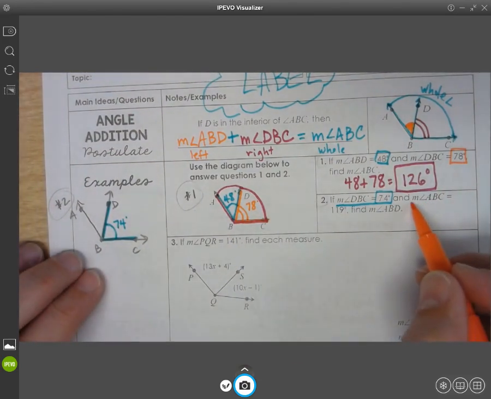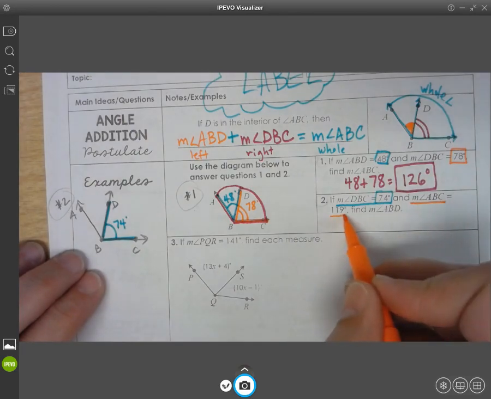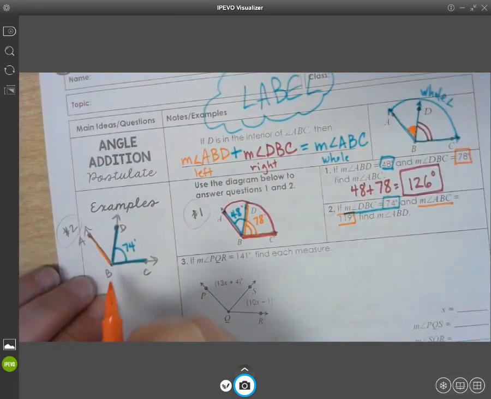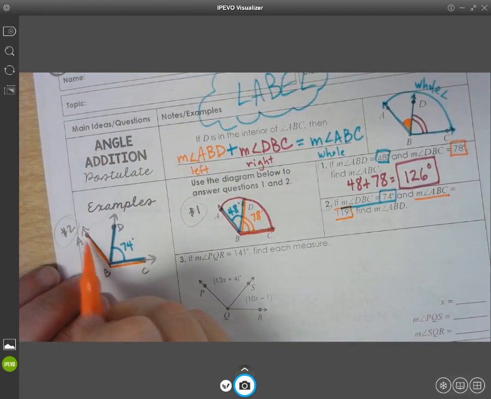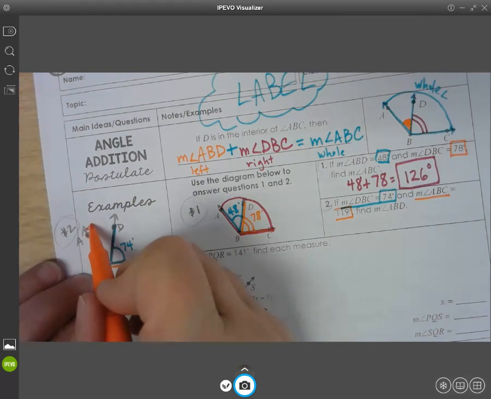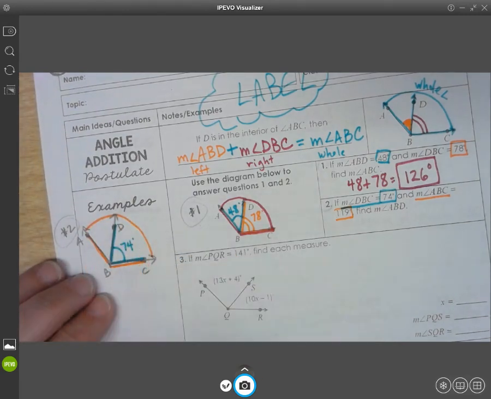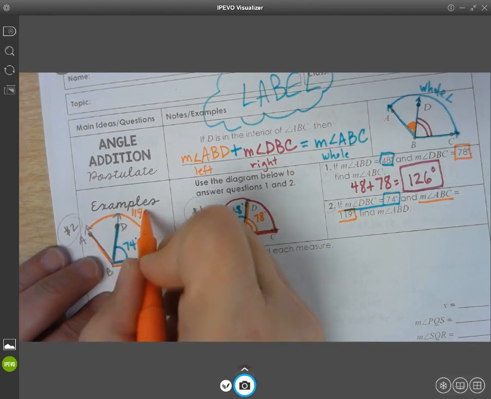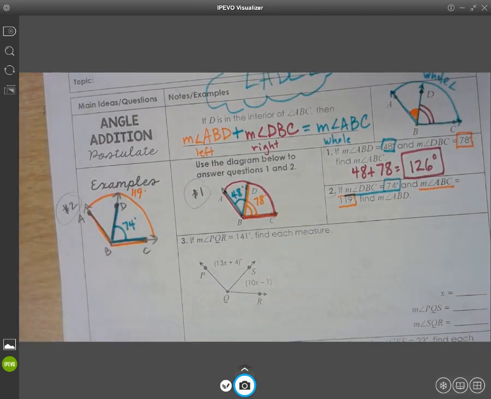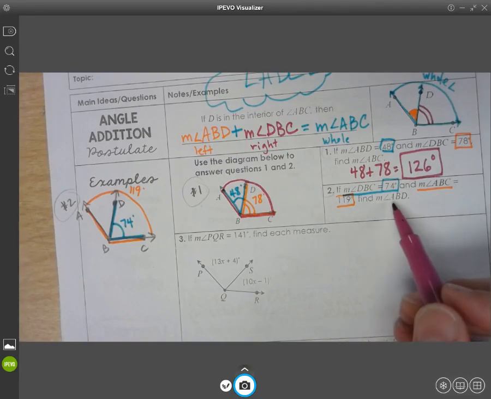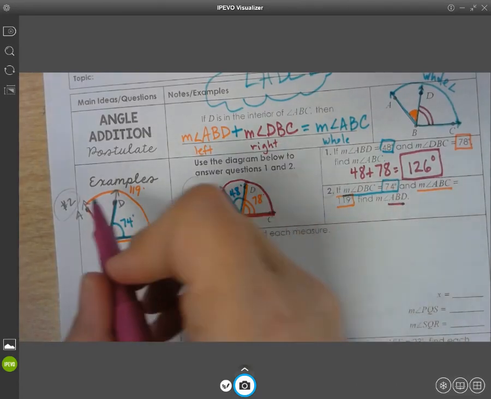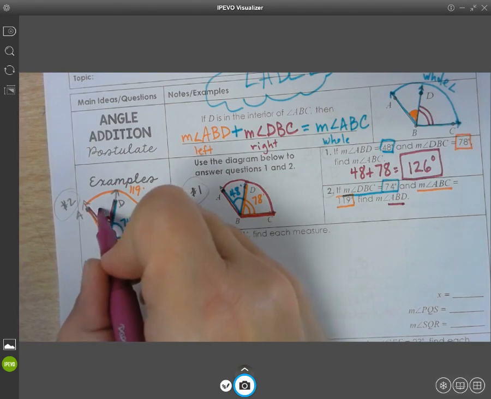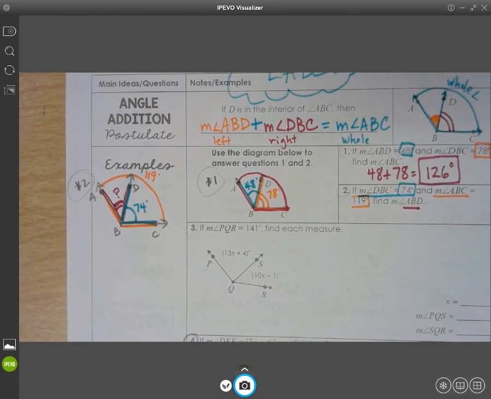Then I have ABC is 119. A, B, C. Do you see how that's the whole thing? So that's going to go out here like that, a big, huge arc around the outside. All of that gets a 119. Find the measure of A, B, D. So this piece right here is our question mark, what we're trying to find.